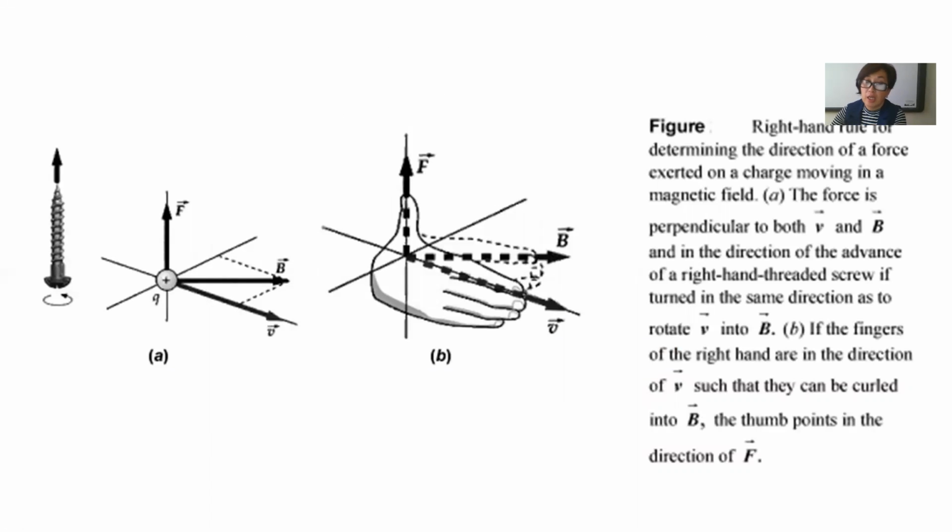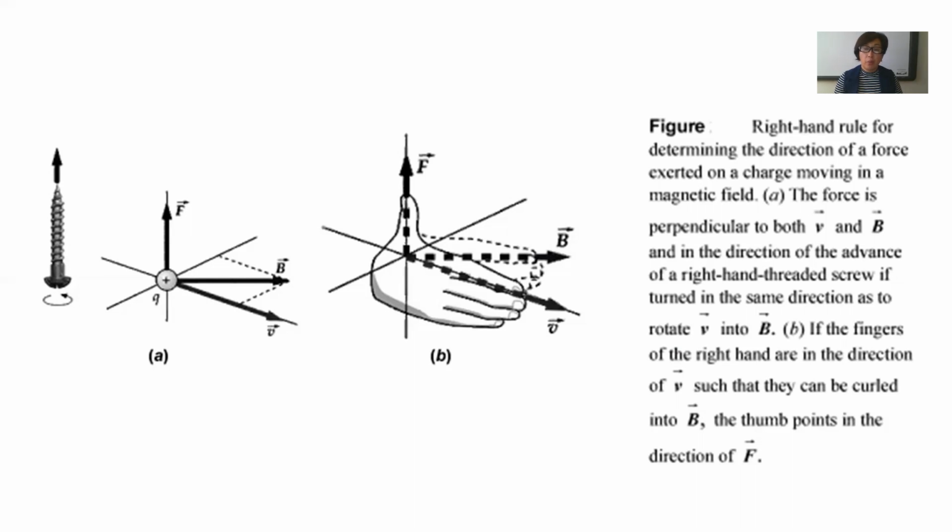Here this is illustrated: the right-hand rule for determining the direction of the force exerted on a charge moving in a magnetic field. The force is perpendicular to both the velocity direction and the magnetic induction direction, and it points in the direction of advance of a right-hand screw turned in the same sense, rotating v into B.